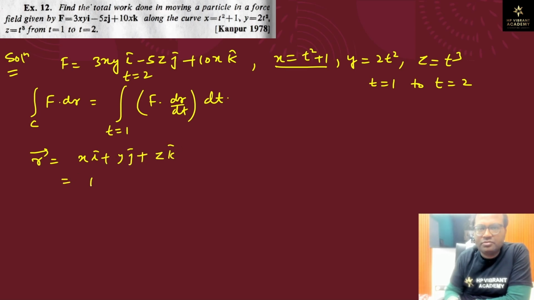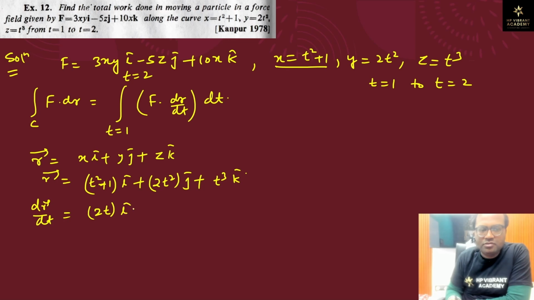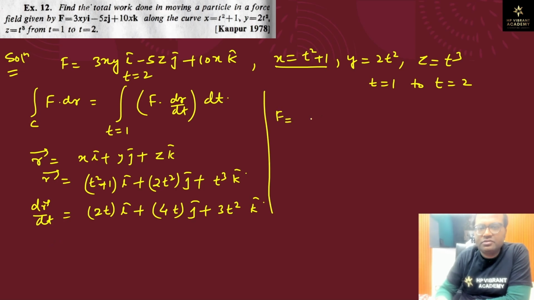Okay, so we have the position vector r = (t² + 1) i cap + 2t² j cap + t³ k cap. So dr/dt is equal to 2t i cap + 4t j cap + 3t² k cap. So now we have the value of f. What will the value of f be?